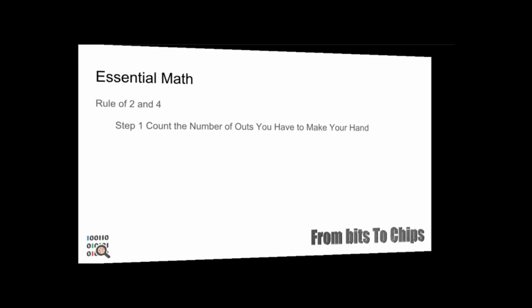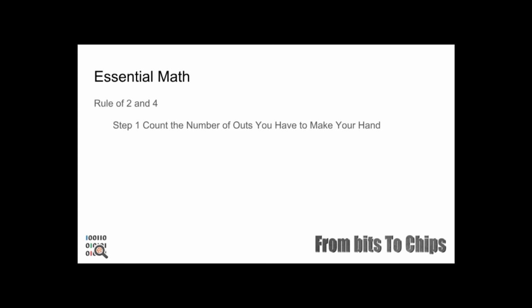The rule of 2 and 4. This is a very easy and widely used way of estimating our equity when we're playing a hand, without any complicated math or equity calculators.